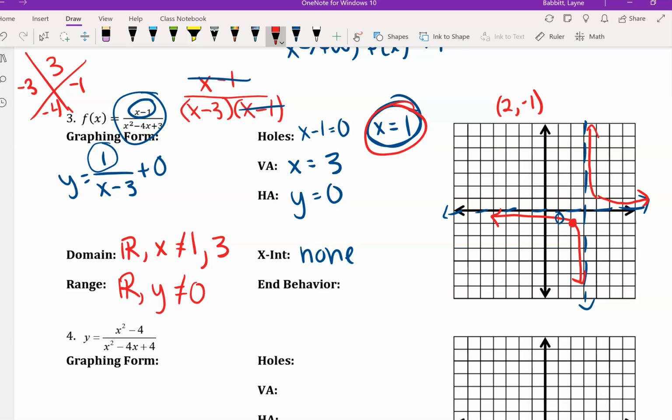End behavior, both ends are going to be approaching the horizontal asymptote. So f of x is approaching 0, f of x is approaching 0. I should always write, this is the left end, and this is the right end.